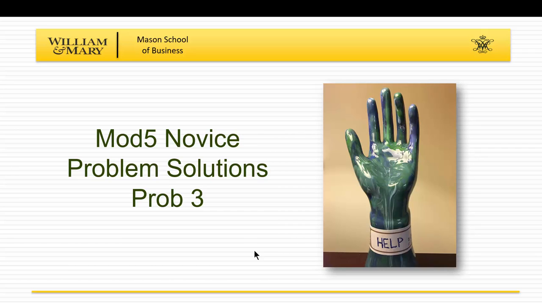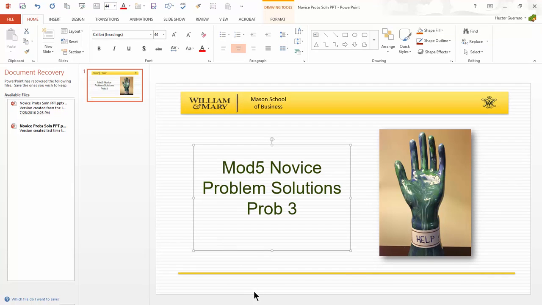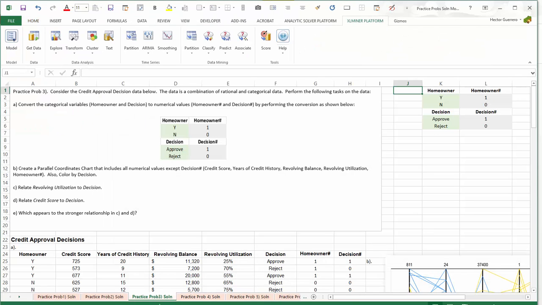We're in Module 5 in the novice problems. We're going to do problem number 3 now. Problem number 3 is a chance to use more of the capabilities of Excel Miner, in particular, creating some interesting graphs. I'm going to go to our solutions in Excel Miner, and I will recreate the solutions from what we have here.